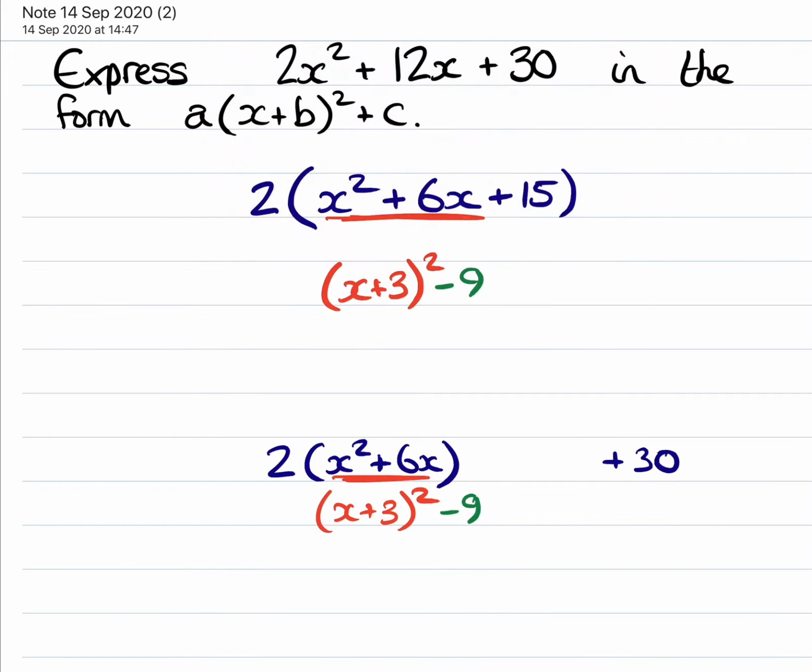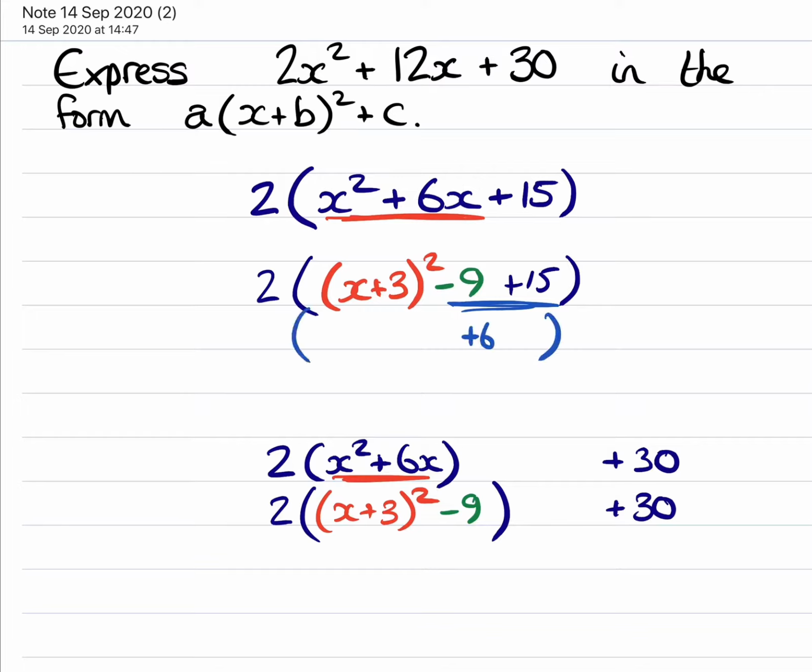Then rewriting the rest in, we have a 2 bracket, we have a plus 15 here, close bracket. Whereas this one, we have a 2 bracket, and the closed bracket goes there with the 30 on the outside. After that then, each one has a slightly different step next. The first one, we tidy up what's inside here, the minus 9 plus 15, which gives us a 6.